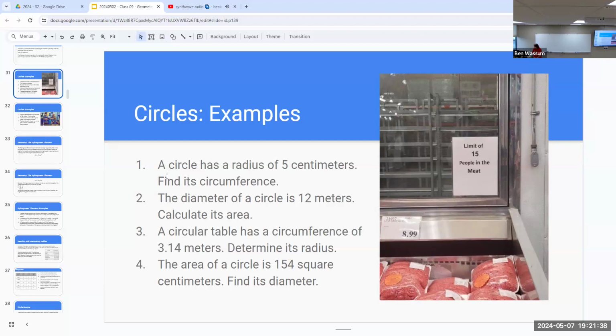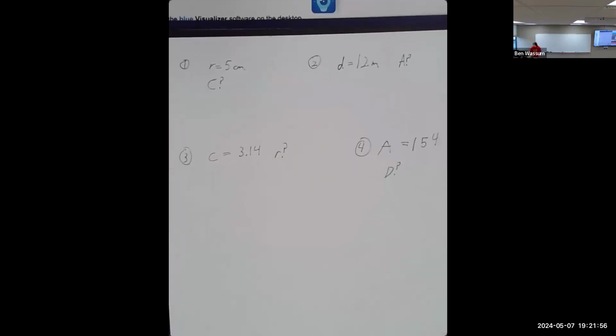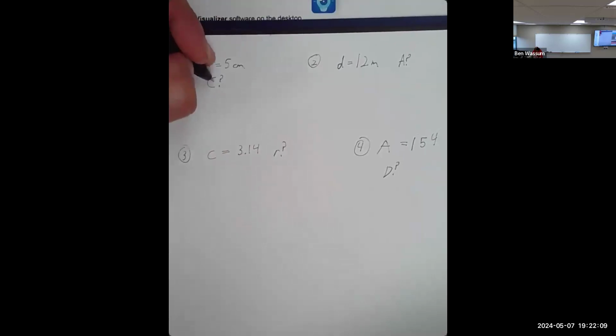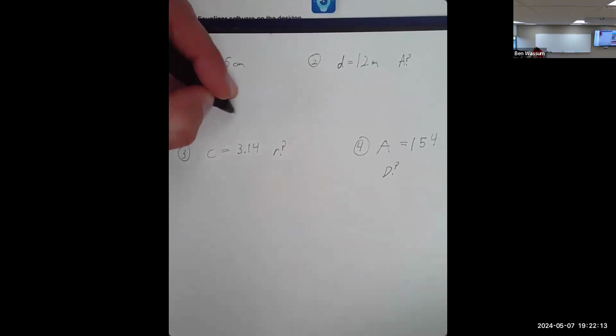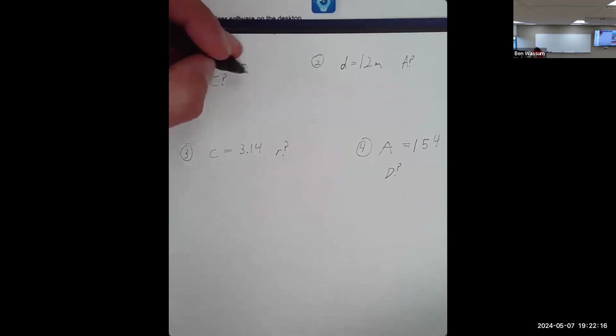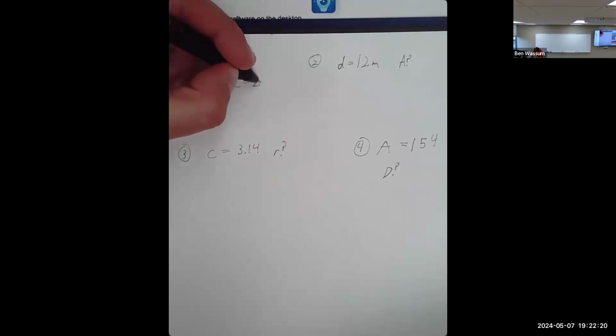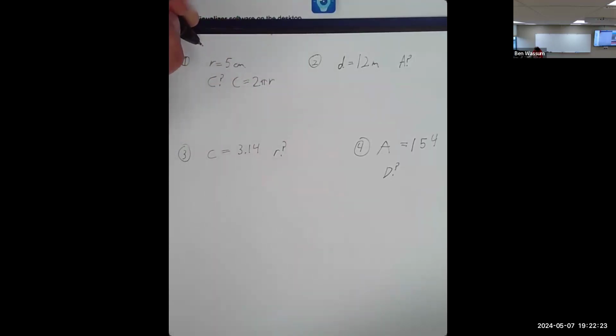Oh no, I'm sorry, I messed up that. This is 5 centimeters. No, it wouldn't be. So we're looking for the circumference, and the circumference is the distance around the circle. So it's like its perimeter. So that's going to be the formula 2 pi r. We're going to take that, and we're going to plug in our radius, 5 centimeters.